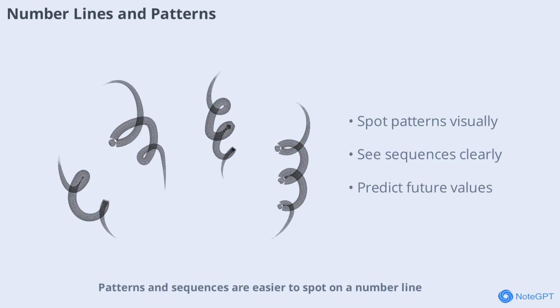Patterns and sequences are easier to spot on a number line. By marking numbers at regular intervals, we can see arithmetic sequences, geometric progressions, and other patterns. This helps us predict future values and understand the structure of number sets.